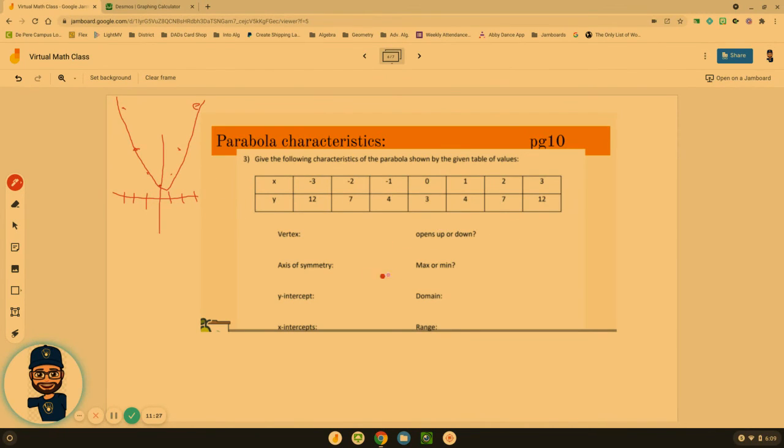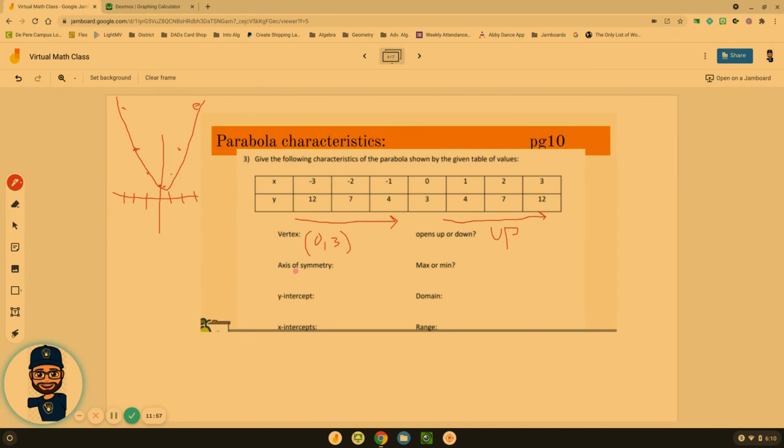So does this open up or down? Well, it's going to open up. Why is it opening up? Because the numbers, if we look from here, they're going down to 3, and all of a sudden we hit 3, and then we go back up. There is our vertex, because that's where this shift from down to back up happens. So the vertex is at 0, 3. And again, if you look at the graph, right here is where it happened.